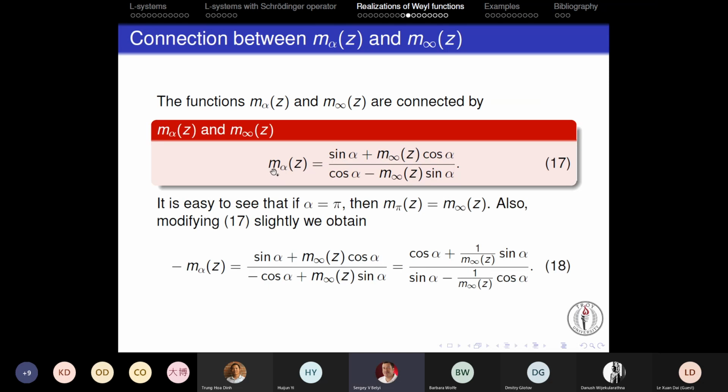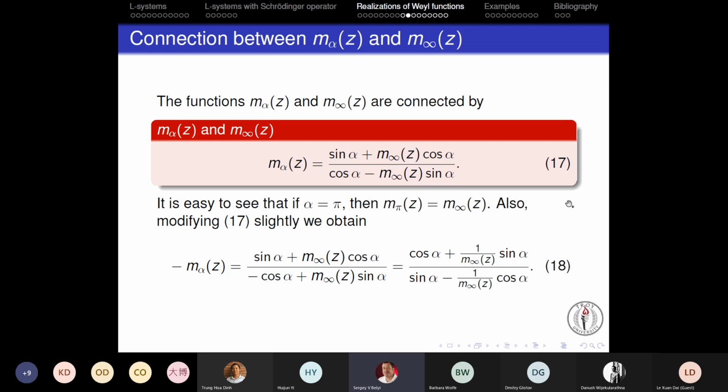Moreover, M alpha and M infinity are connected with a linear fractional transformation found in the works of Titchmarsh and the book of Levitan. It's a known result. Moreover, M alpha becomes M infinity if alpha is pi.